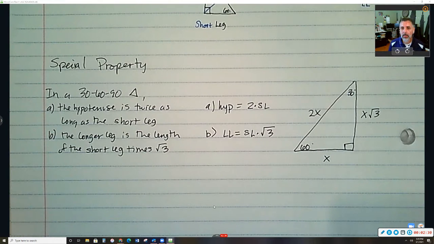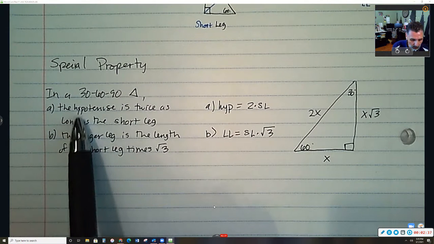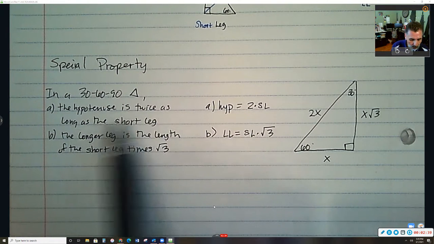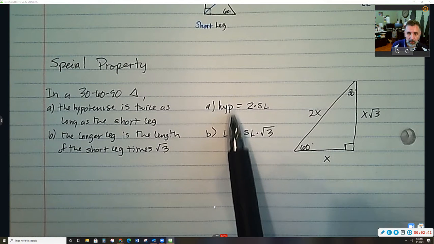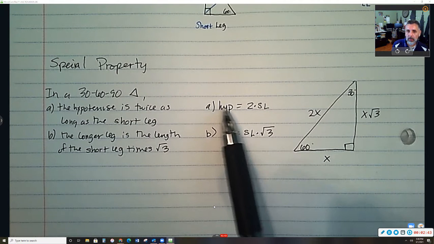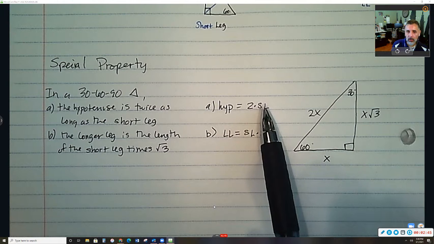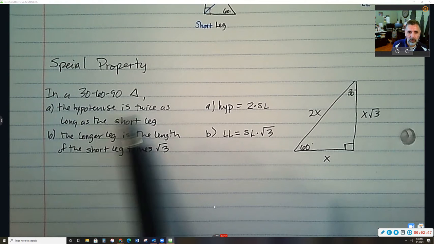So this actually has two equations. One of the equations says the hypotenuse is twice as long as the short leg. So I kind of abbreviate it like this: hypotenuse equals 2 times the short leg. That's exactly what it says here.